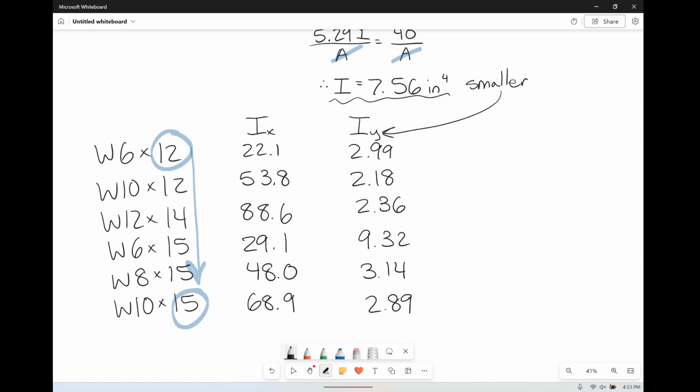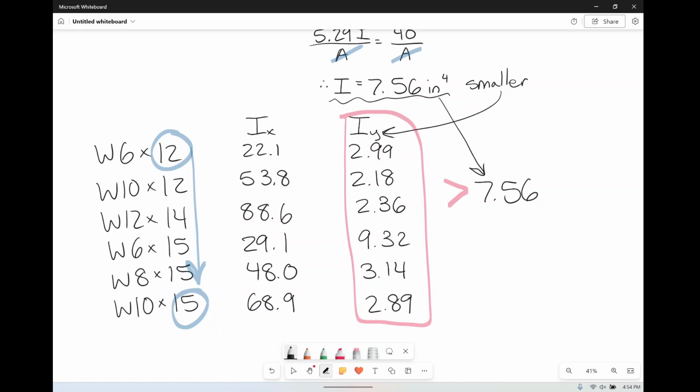So, now what? Technically what I'm doing is I'm looking in this column for a number which is greater than 7.56, right? Because I have to at least be that big. So if I'm going through, well, he's not bigger, he's not bigger, he's not bigger, he's not bigger, he's not bigger. This guy's the only guy that works. Is that the answer? Hold up, let's check.